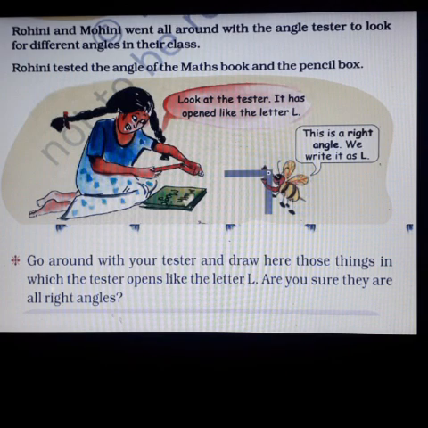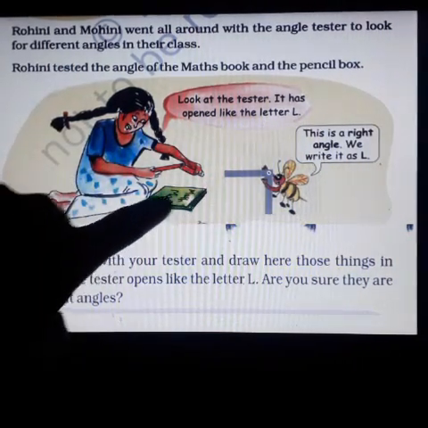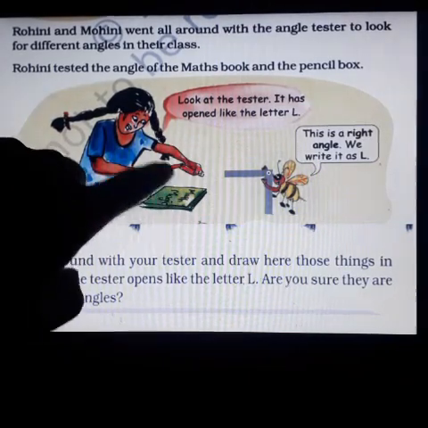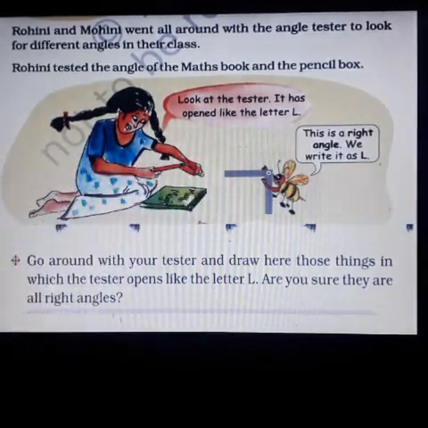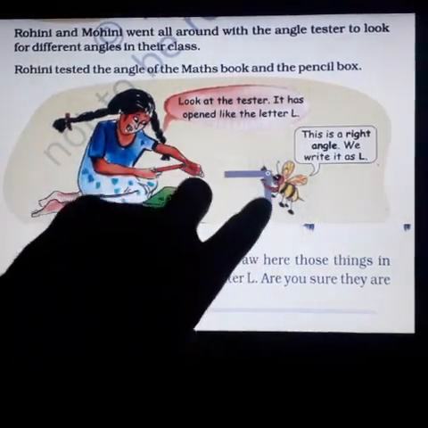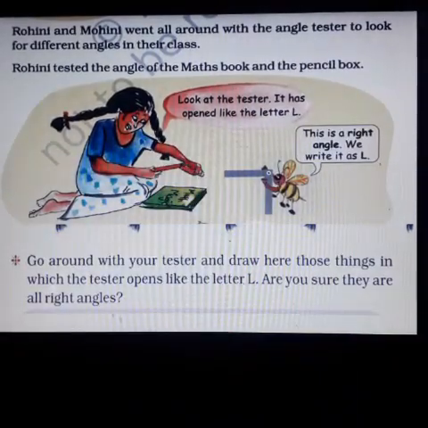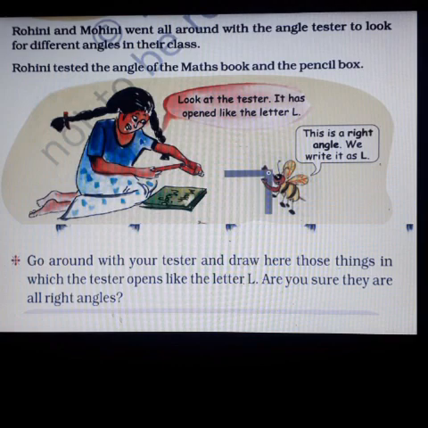See in the picture, a girl is trying to measure a book with the angle tester. She made an angle like this which looks like L, that is called a right angle. So a right angle is 90 degrees and it looks like L.